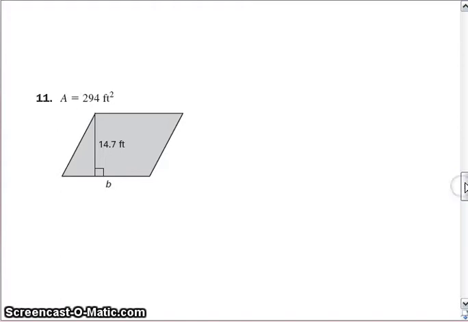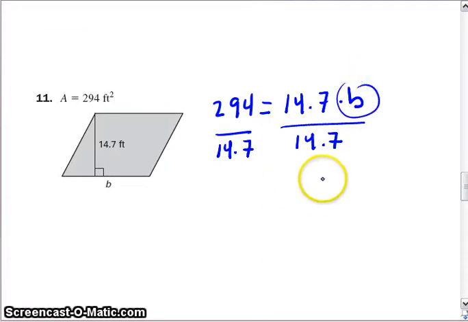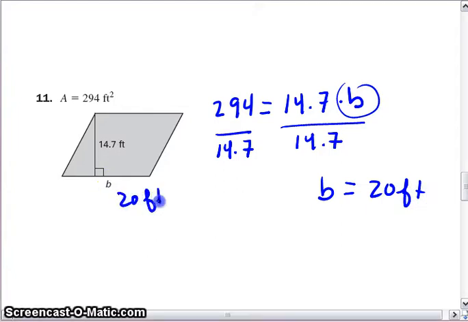Here's another one. Again, we know the area. Now we know the height. 294 equals our height times our base. Again, you're going to have to use the transformation principle of division for equality. If I divide both of these sides by 14.7, it'll leave me with B, which means B equals 20 feet. So my base is 20 feet.